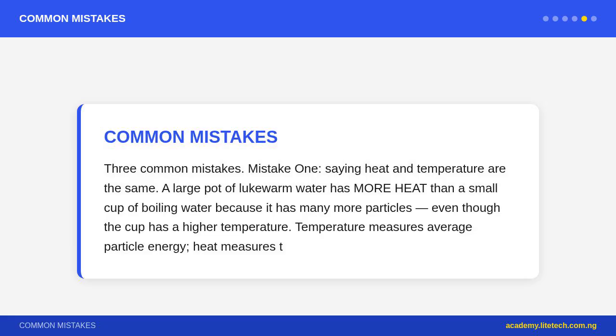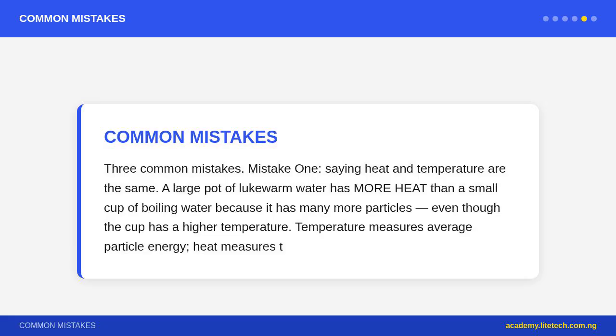3 common mistakes. Mistake 1. Saying heat and temperature are the same. A large pot of lukewarm water has more heat than a small cup of boiling water because it has many more particles, even though the cup has a higher temperature. Temperature measures average particle energy, heat measures total energy.